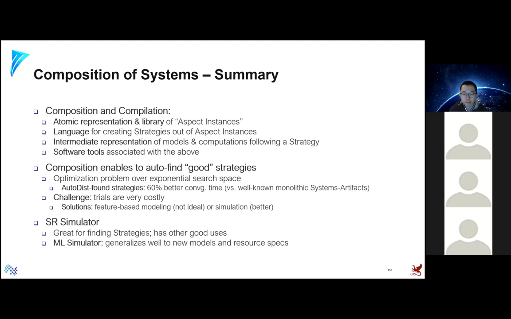implementations associated with them. So basically, achieving composition at the ML system level not only simplifies the development of new distributed ML strategies, but also enables us to build high-level algorithms to automatically find good strategies. We show that we can build either expert models or machine learning-based models to search over the space that is spanned by our definition of distributed atomic parallel ML aspects, and we show that by searching over that space using this trained ML simulator, we can actually achieve much better performance than those specialized systems artifacts.